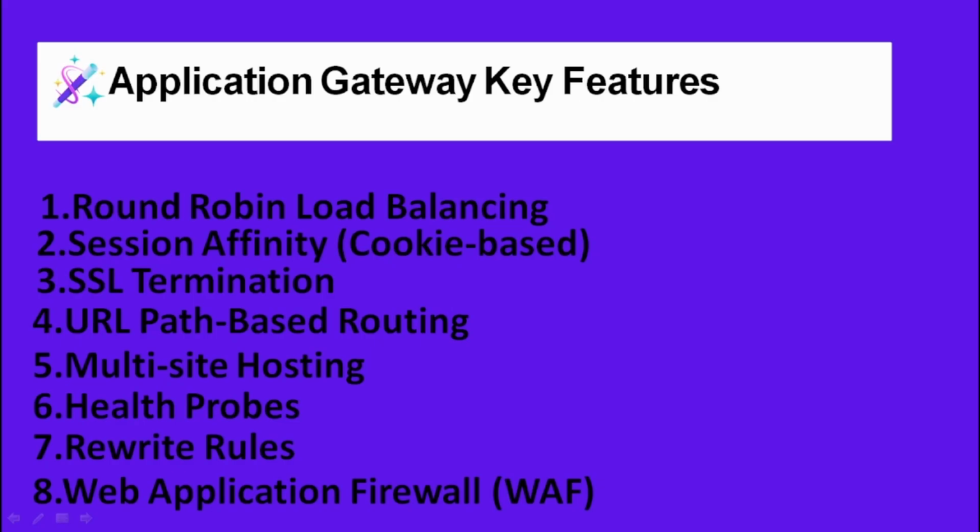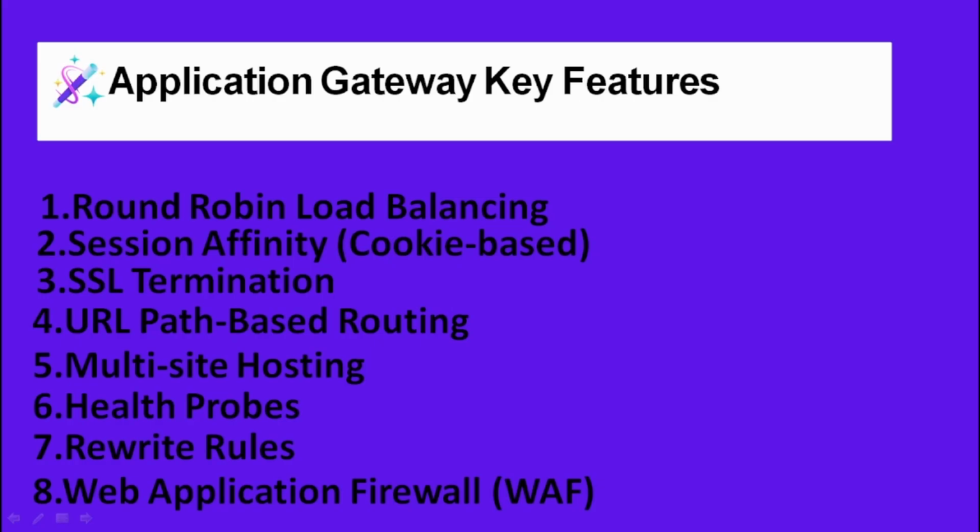Let's understand health probes. Application Gateway uses health probes to continuously monitor the status of the backend instances. You can customize the probe based on the port, path, response code and interval. With this, we can achieve application high availability. So this is one of the key features of the Application Gateway.